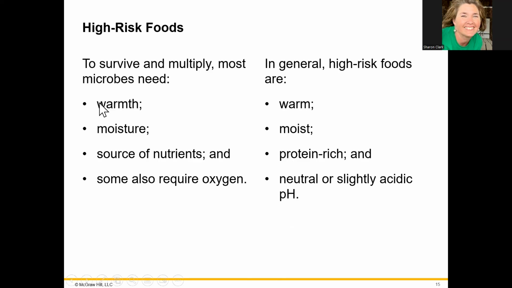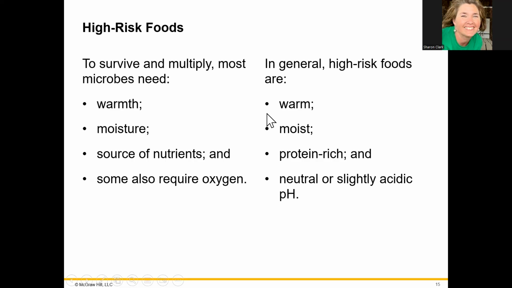So, high risk foods, okay, pathogens, or bacteria especially, love warmth, meaning the danger zone between 40 degrees Fahrenheit and 140 degrees Fahrenheit. Any foods held within that limit for about 2 hours run the risk of microbes surviving and multiplying. So also they need moisture. They need food, okay, especially protein-rich foods. Some require oxygen, not all, and they love a neutral pH.